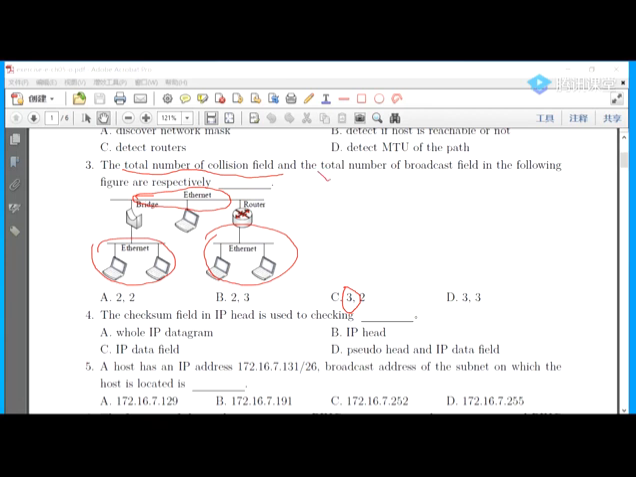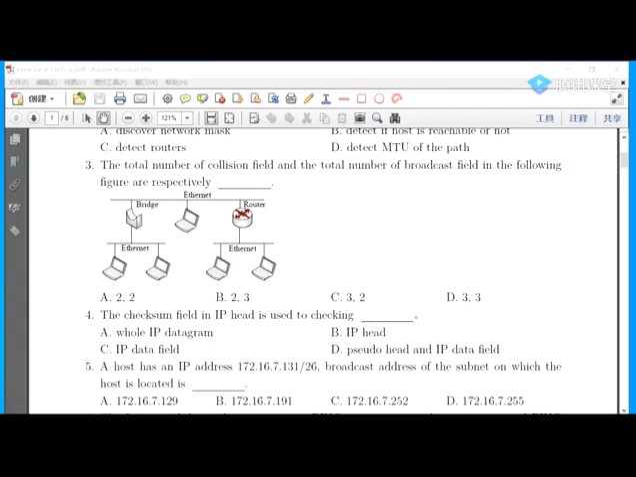Then the total number of broadcast fields. The router divides the whole network into 2 parts, so 2 broadcast fields. This is the first broadcast field. This is the second broadcast field. So we have 2 broadcast fields. So the answer is C. The answer is C.